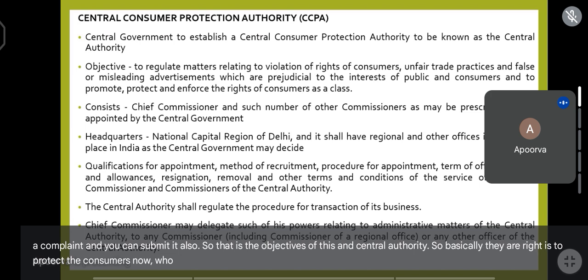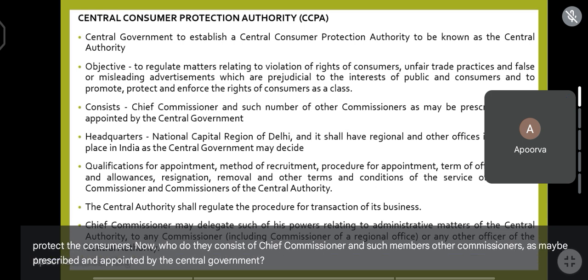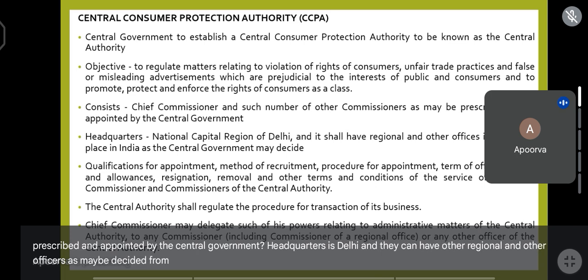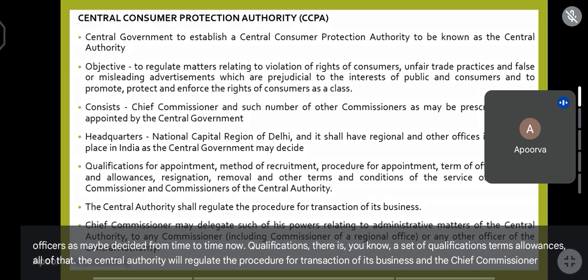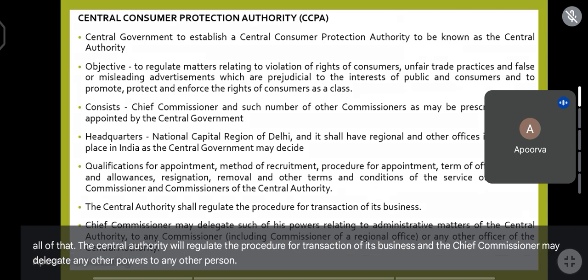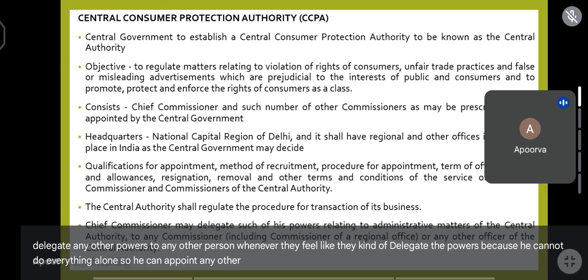Now, who does it consist of? A Chief Commissioner and such other commissioners as may be prescribed and appointed by the central government. The headquarters is Delhi, and they can have other regional and other offices as may be decided from time to time. Now, there is a set of qualifications, terms, allowances, all of that. The central authority will regulate the procedure for transaction of its business, and the chief commissioner may delegate powers to any other person, because he cannot do everything alone, so he can appoint any other officer on his behalf.